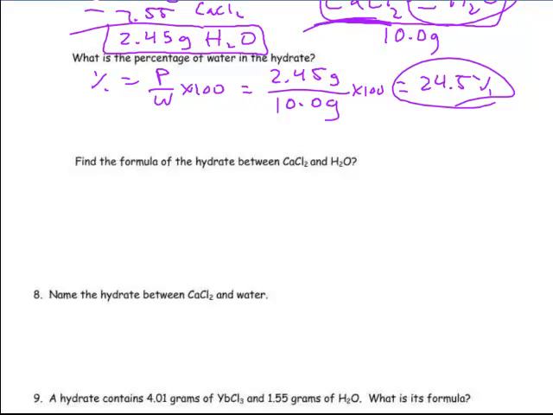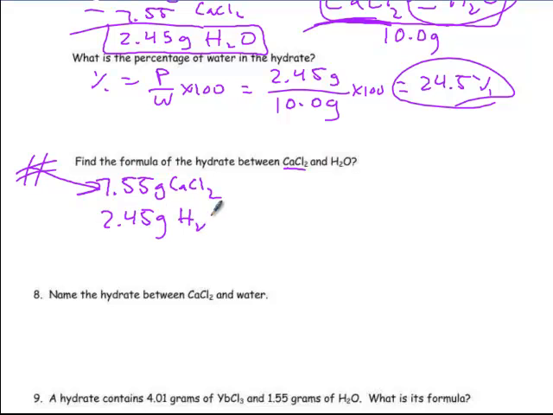So I take the grams that I have of the calcium chloride. Most common mistake here is using the wrong number there. I want to use the anhydrate, just the substance, the calcium chloride, and it's 7.55. And the water, 2.45. So from there, I'm going to divide by their molar masses. That's 111.1. This is 18.